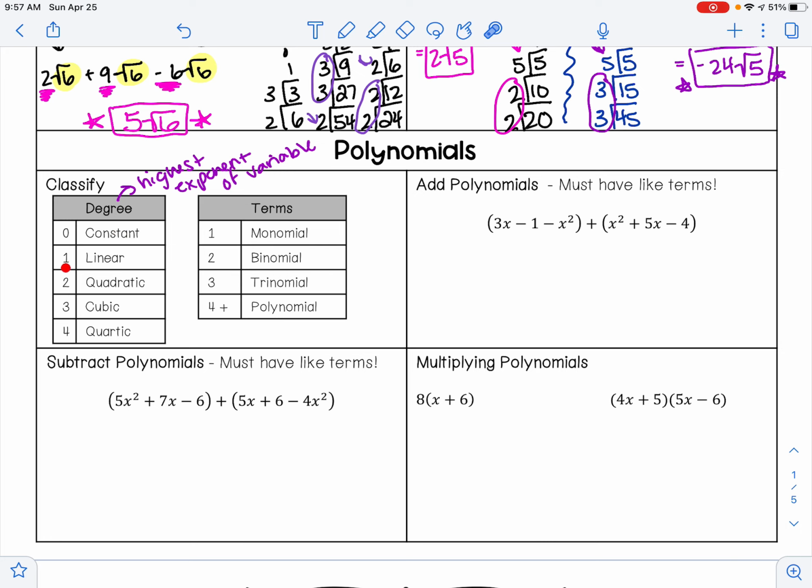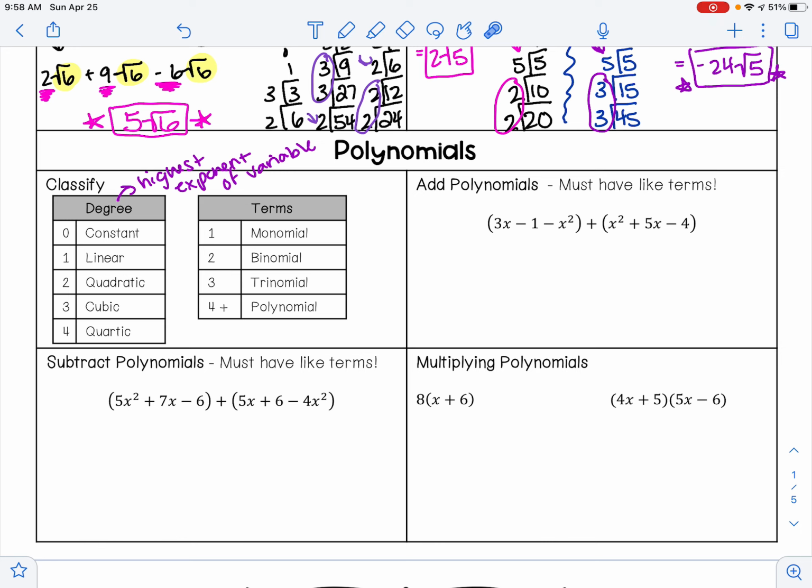If the highest exponent is 1, then we would have something that is linear. If the highest exponent is 2, then it's quadratic. If the highest exponent is 3, then it's cubic. And if the highest exponent is 4, then it's quartic. If we have just one term, then we have a monomial. If we have 2 terms, then we'll have a binomial. If we have 3 terms, we'll have a trinomial. And anything with 4 or more terms, we could just call it a polynomial.